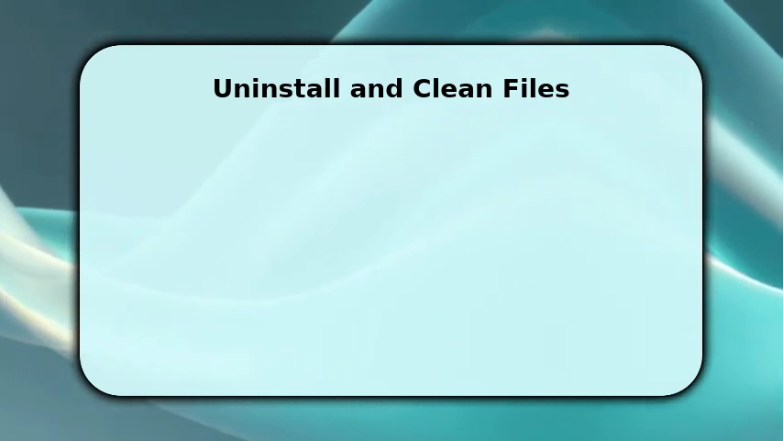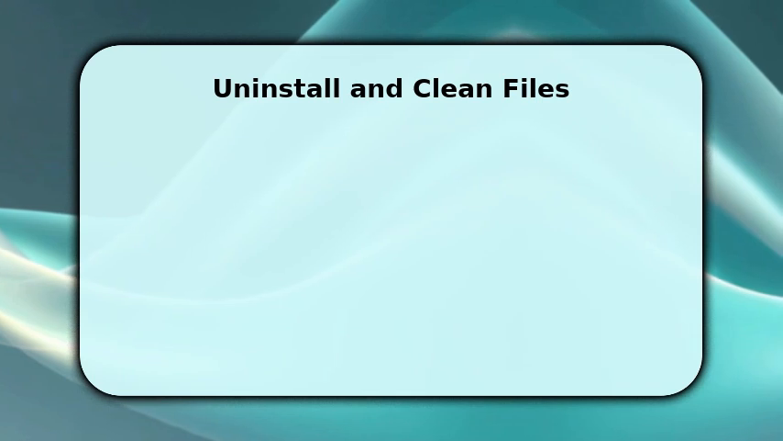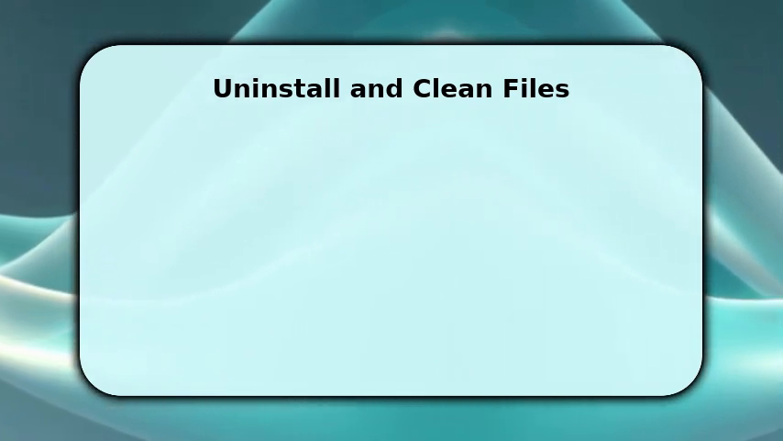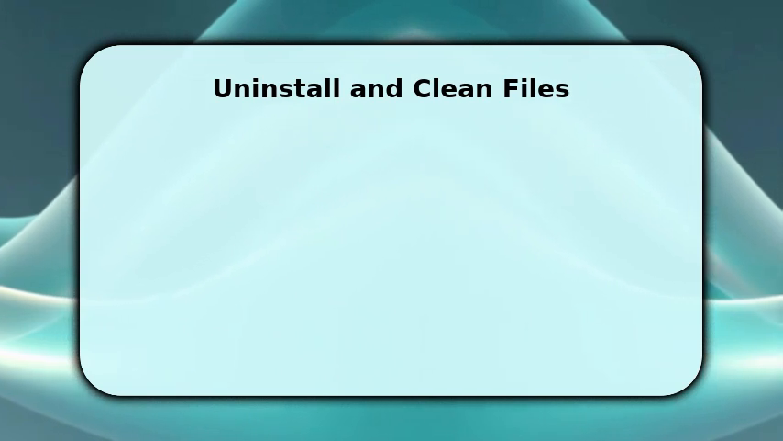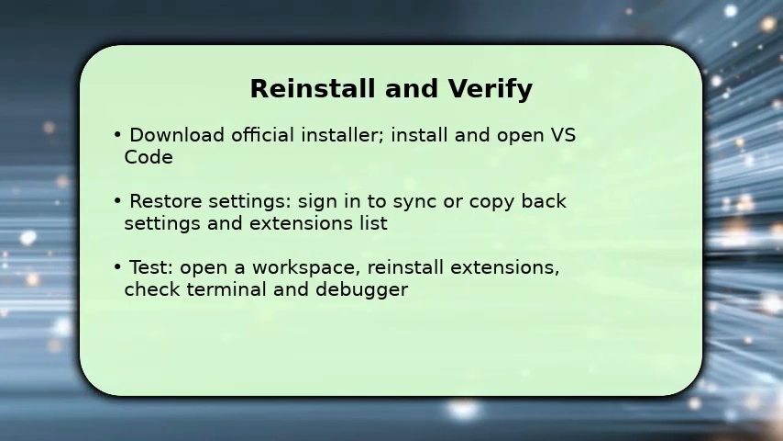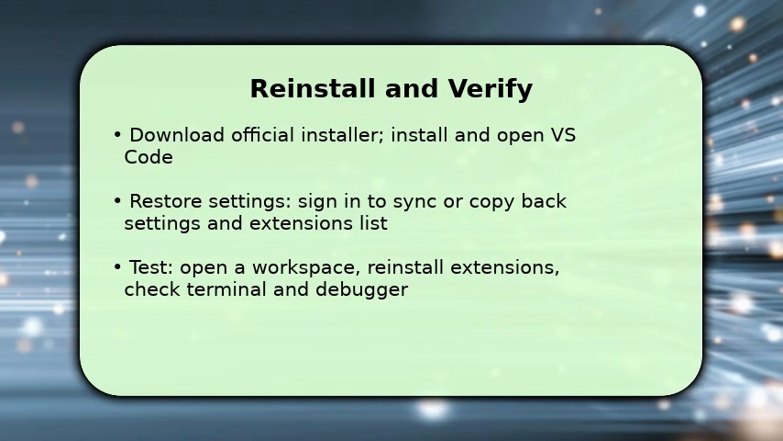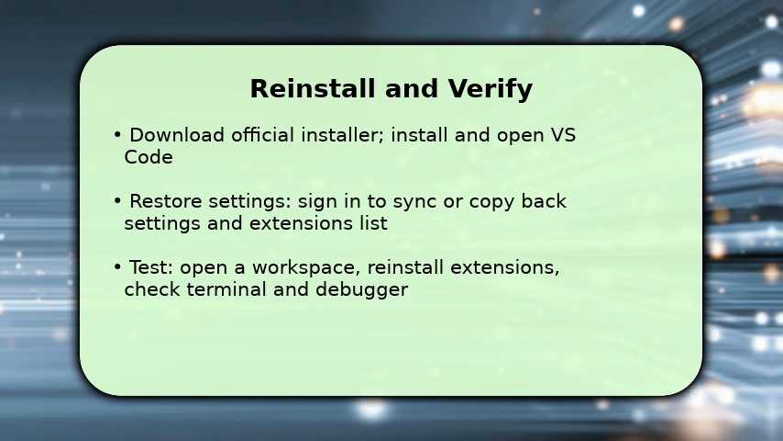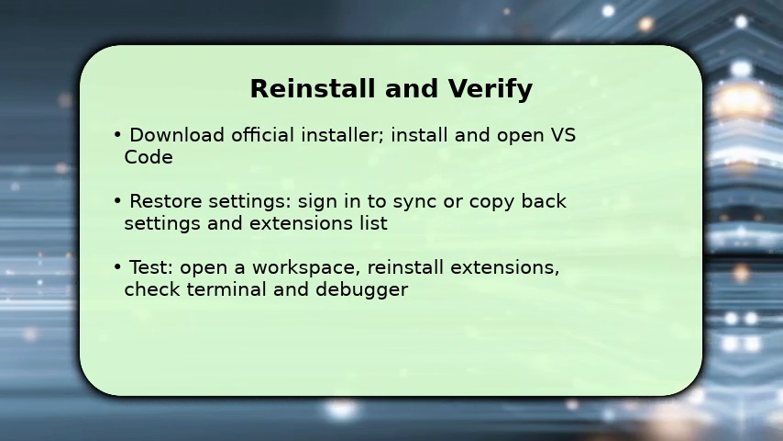If you want a spotless reinstall, you now reinstall from the official installer and launch Visual Studio Code to let initial setup complete. After launching, restore your environment by signing into Settings Sync or copying your backed up settings and the extensions list, then reinstall extensions using the logged file. This saves time and keeps your workflow intact.